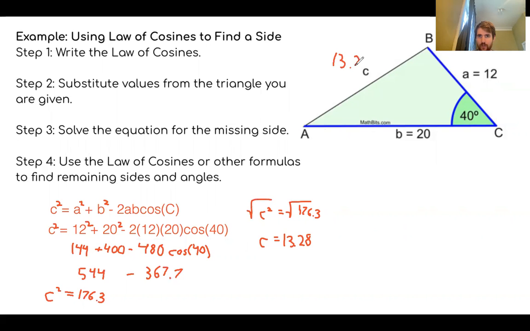13.28. And if you wanted to check, you could put everything back into the formula to see if it equals out as you would hope it does. But once you have done that, you are in good shape to have the answer. C equals 13.28. There you go.